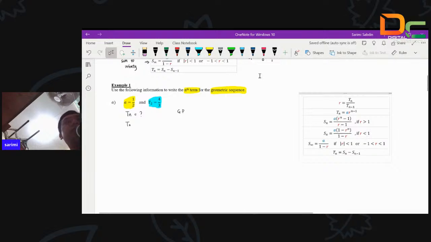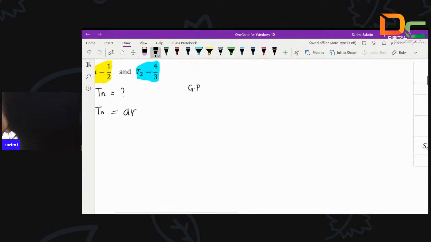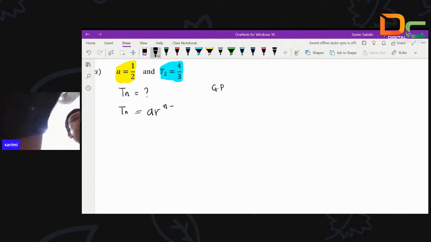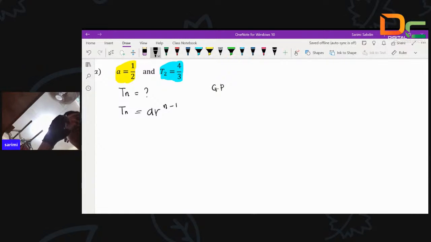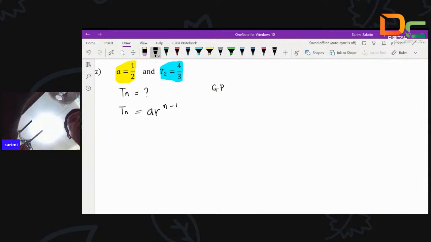So I paste it here so it's easy to see. Alright, so Tn is equal to ar to the power of n minus 1. That means if we want to find Tn, we need two things: we need to find a and we need to find r. For this question, we already know a is half. So one of the problems is settled, which is we know a. So we need to find r.